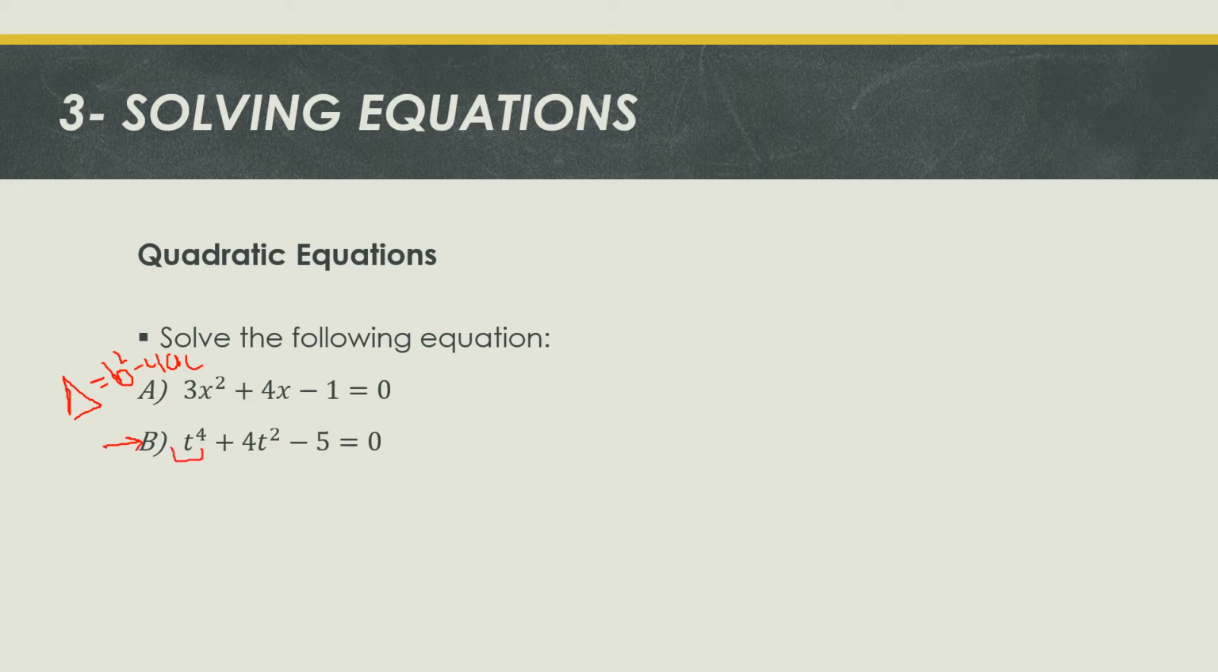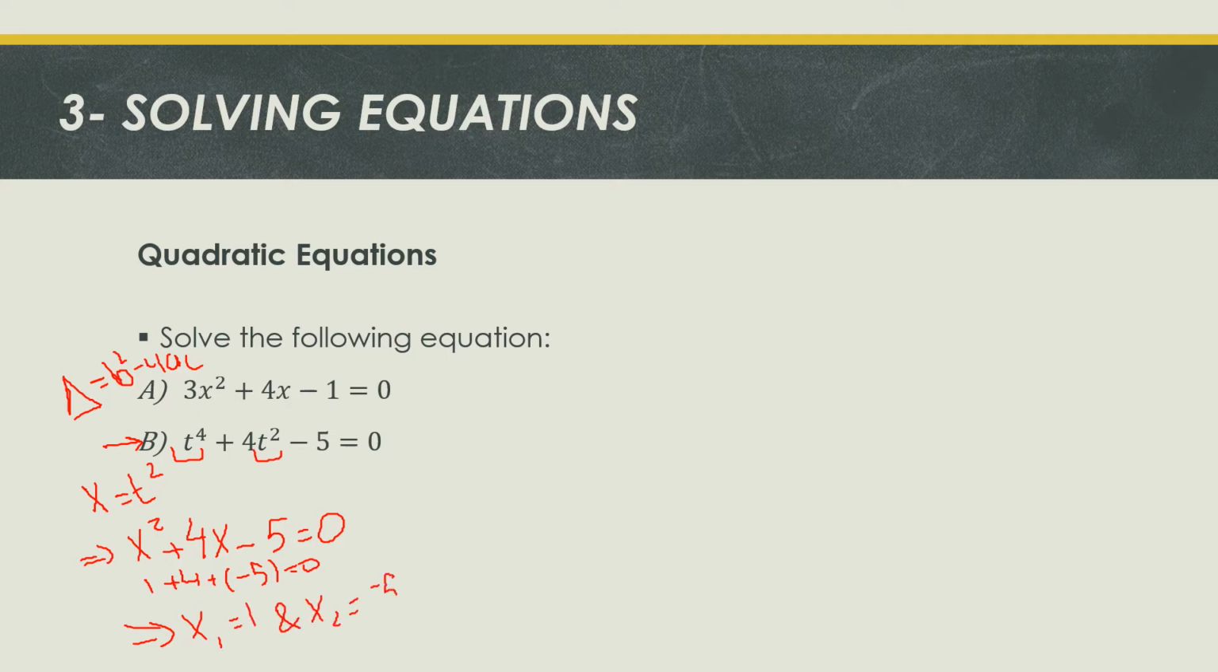In b we have t power 4 and t squared. What should be done in order to solve this equation? Basically, we change t squared to x. Now the equation becomes x squared, because t to the 4 is t squared squared, plus 4x minus 5 equals 0. Now we can use the calculator, or we can use the fact that 1 plus 4 plus minus 5 is 0. Then directly x1 is 1 and x2 is c over a, which is minus 5.